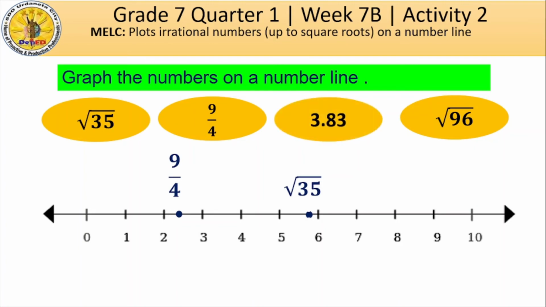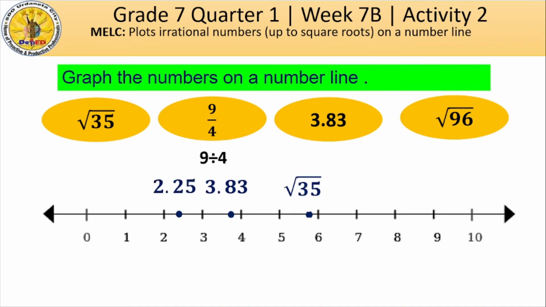Next, let's have 3 and 83 hundredths. 3 and 83 hundredths is located more than half of 3 and less than 4. So here is where 3 and 83 hundredths is located.